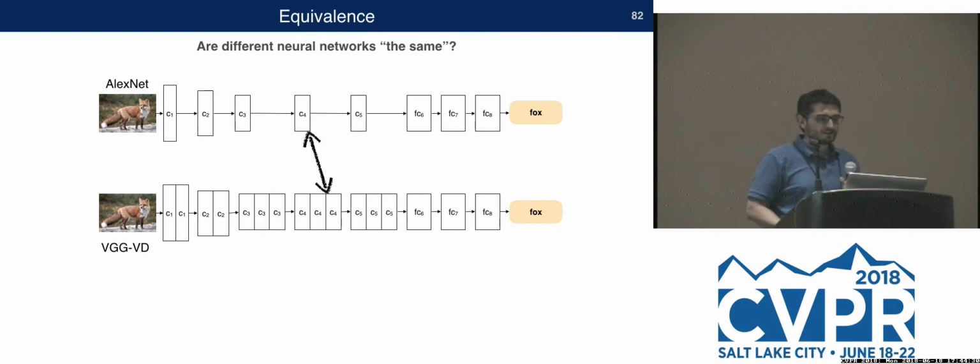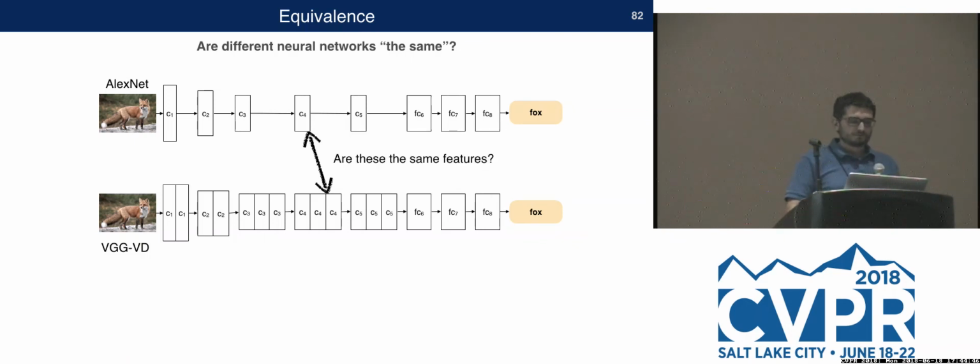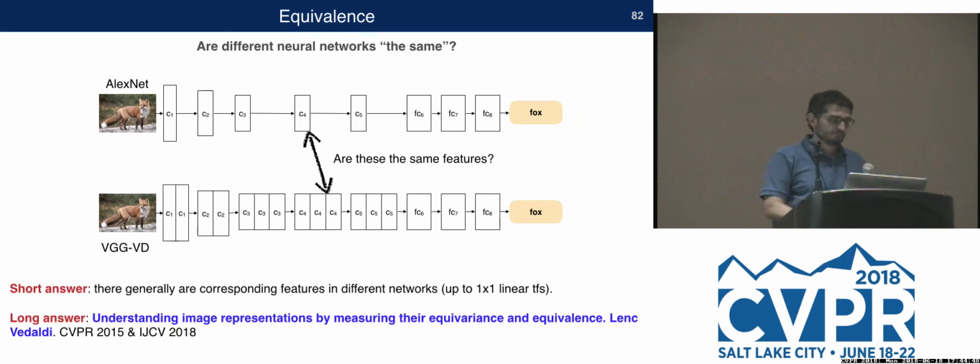Well, it turns out you can answer that by looking at whether you can take, say, the first half of AlexNet, slap it at the bottom of VGG very deep, and see whether you can still perform classification up to some adaptation of the feature. So, are these two features the same or not? Well, they tend to be very similar, but not always, and we have an extensive amount of investigation of that in this IJCV and CVPR paper, so equivalence.